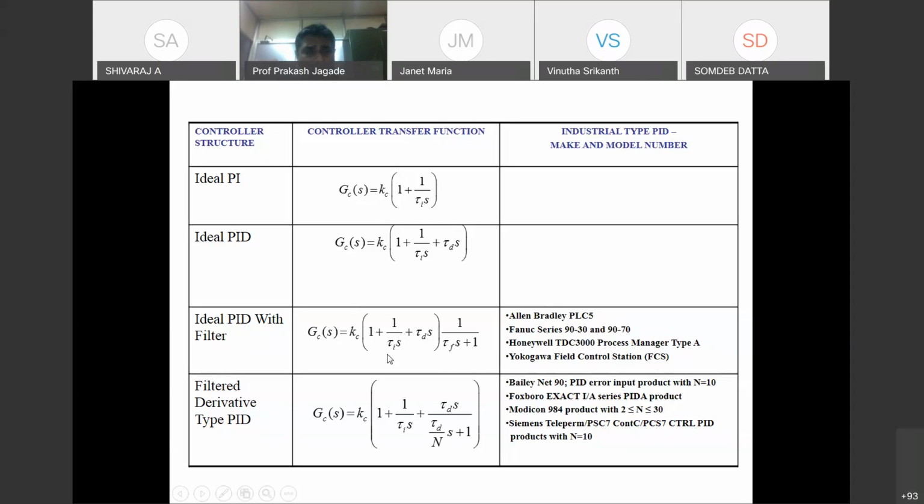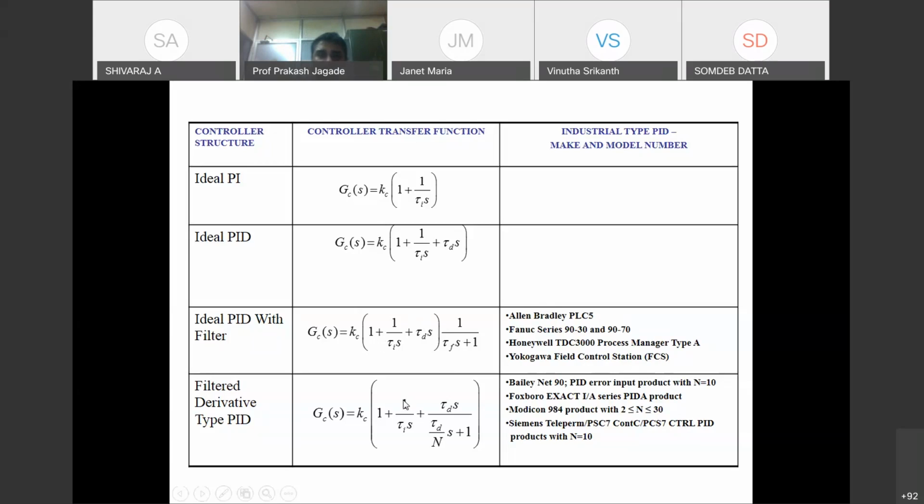And so as I mentioned earlier, there are many ways by which you can convert an ideal PID. Ideal PID is not physically realizable. You can make it physically realizable by making suitable modification. So here in the first case, a filter has been added in series with an ideal PID.